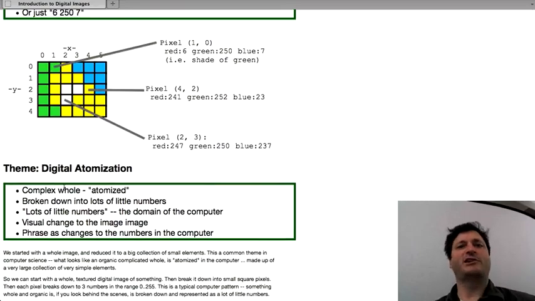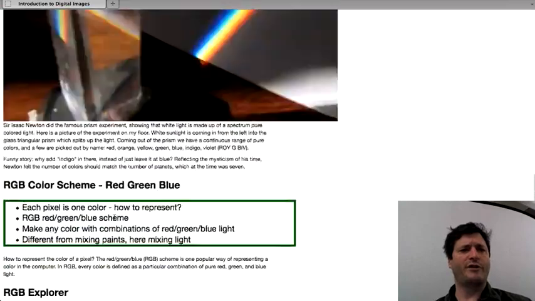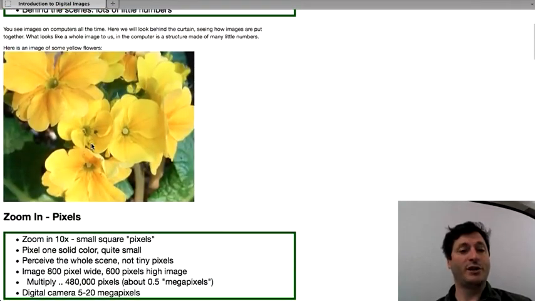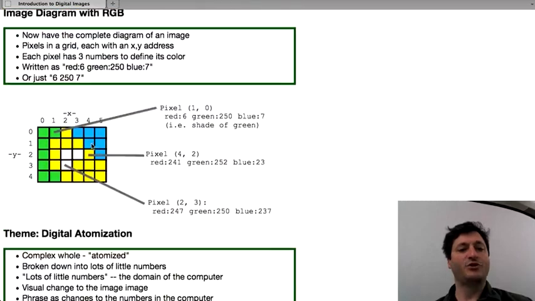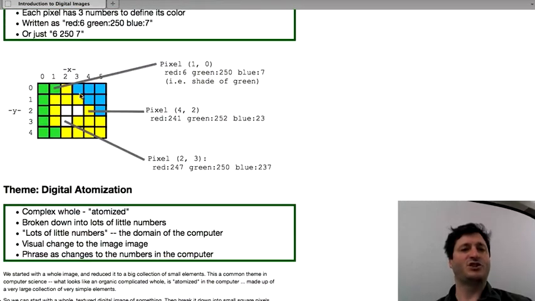So stepping back a little bit, we started with this whole image, and I've reduced it to just this grid that has a lot of numbers. And that's actually a very common theme in computer science. You start off with a whole image or a whole sound or a whole encyclopedia or something, which as a human we think of as this organic whole. In the computer, inevitably, all that data has some organizational scheme where it's structured down to just a lot of little numbers. That is how it's going to be represented in the computer.